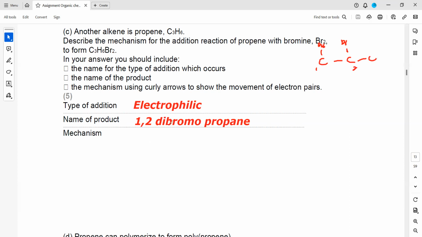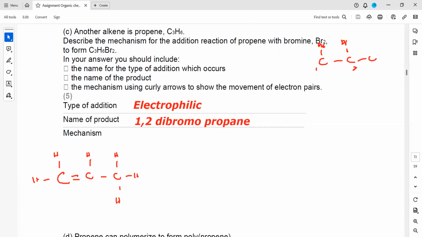Now mechanism means how this reaction proceeds. How this reaction occurs, that is the mechanism. So if we draw, first we draw propene. Better when you're showing the mechanism, show all the bonds. It will be much easier to represent when you're writing or showing all the bonds. Like this is propene.